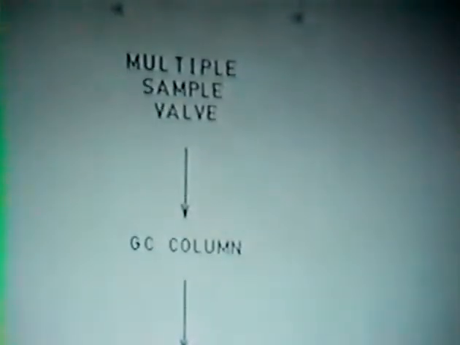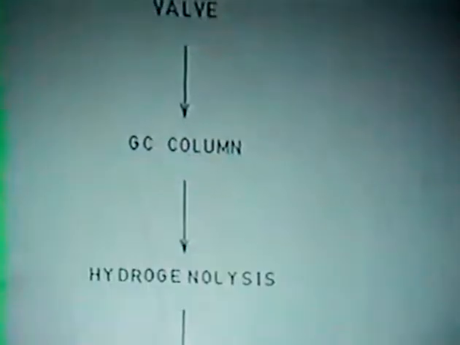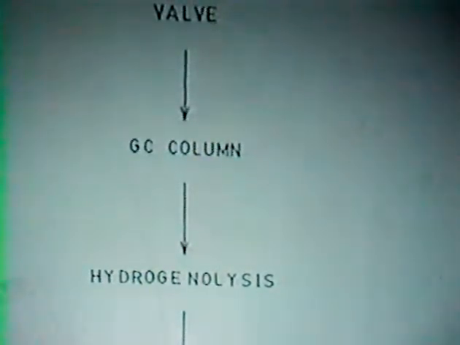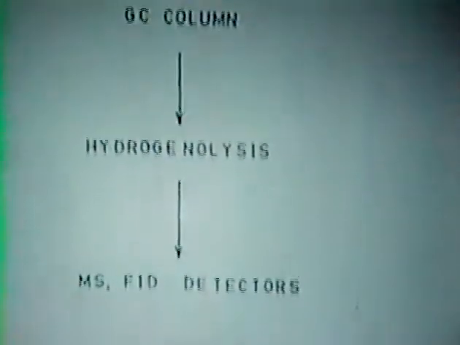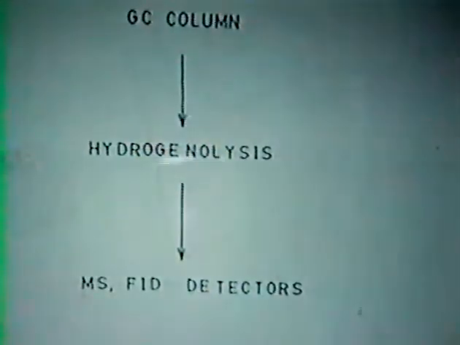We send these stored up samples to a GC column to separate them into the olefins and paraffins, the various chain numbers. And then instead of oxidizing them, we use hydrogenolysis, which does the equivalent thing, converting them all to methane, and then we can send the methane to the flame ionization detector or the mass spectrometer. The flame ionization detector will tell us the total amount of each hydrocarbon, according to the peaks we get in the mass spectrometer.